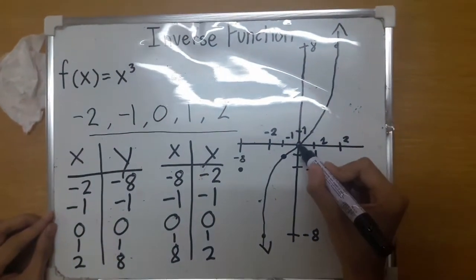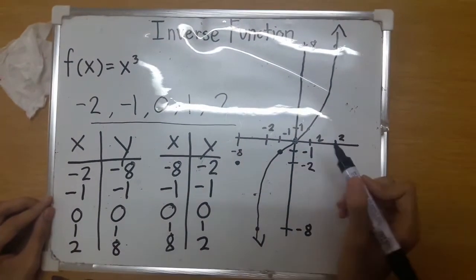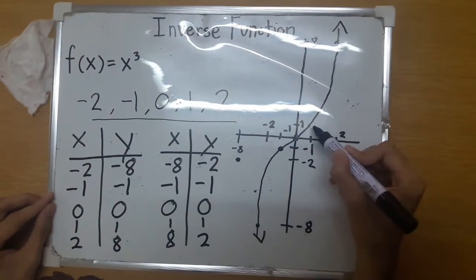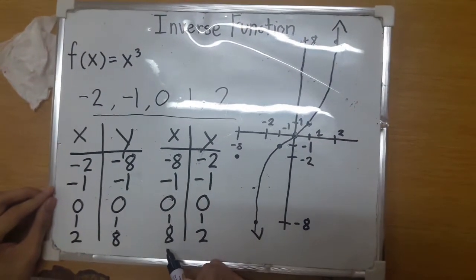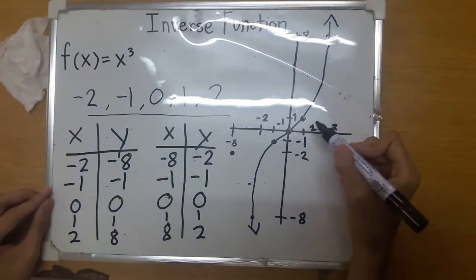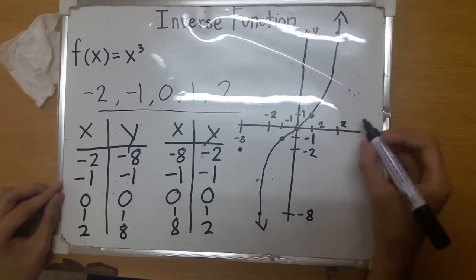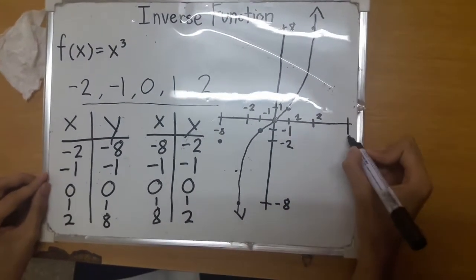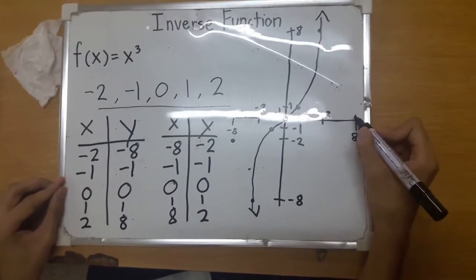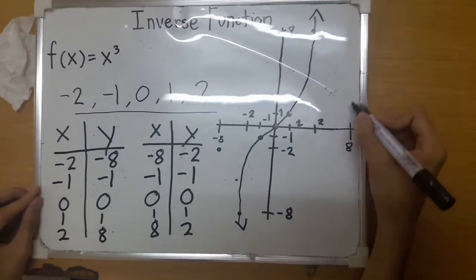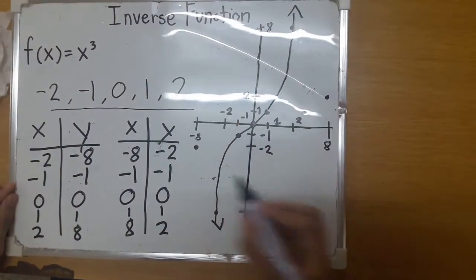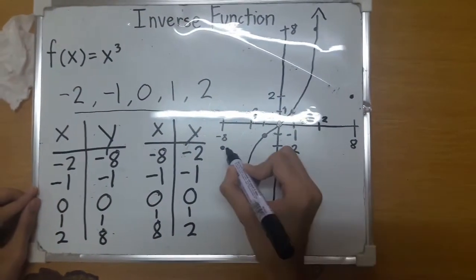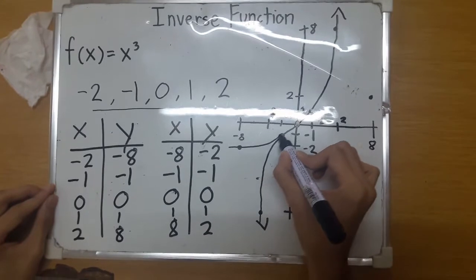Then 0 to 0, still the same as the original one. Then 1 to 1. Then 8 of x, then 2 of y. 1, 2, 3, 4, 5, 6, 7, 8. Just imagine it, 8, then 2 of y. Then we're gonna graph our inverse function right here.